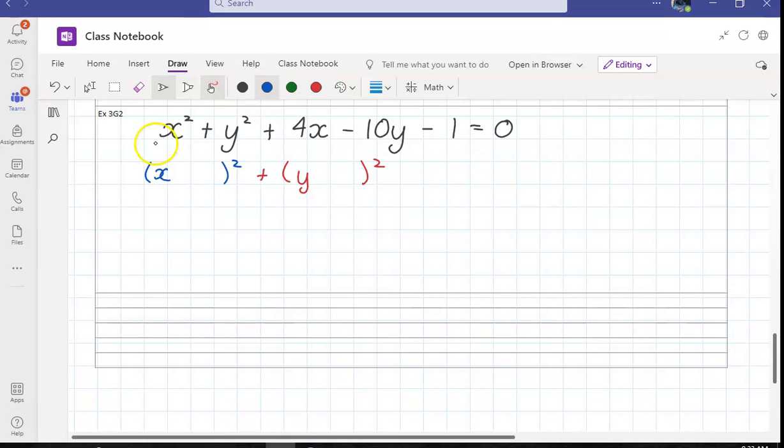So what do you have to do? What has to go in the bracket, Tom? If you want to expand this to get x squared plus 4x. x plus 2 all squared. But again, when you expand it, you get the x squared, you get the 4x. So we have to add 4 to the other side as well. Happy?